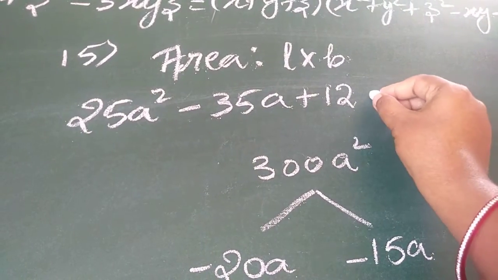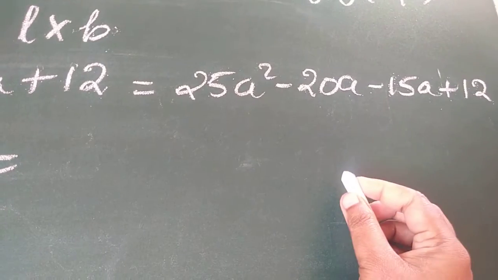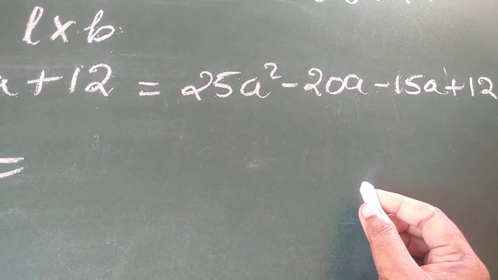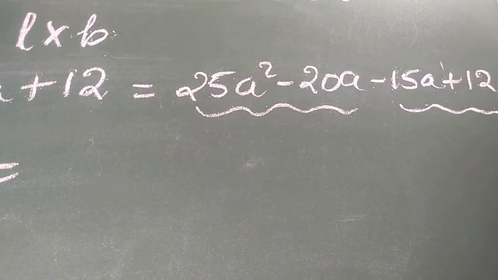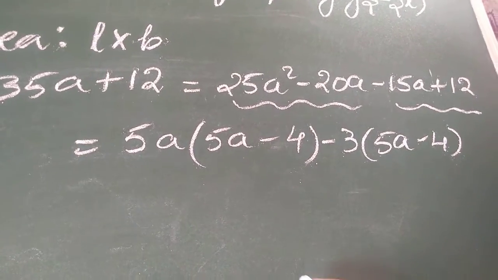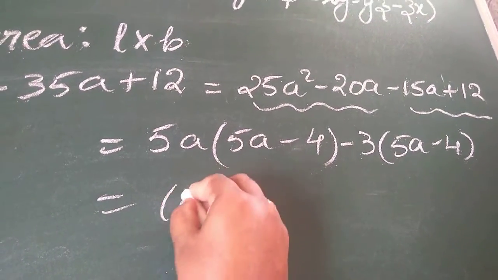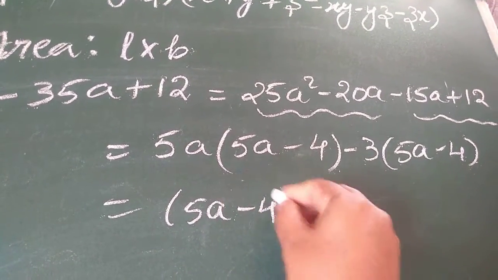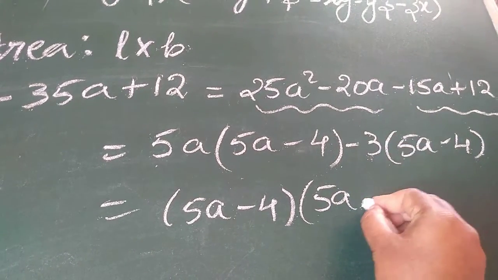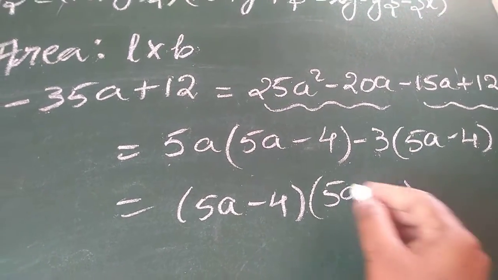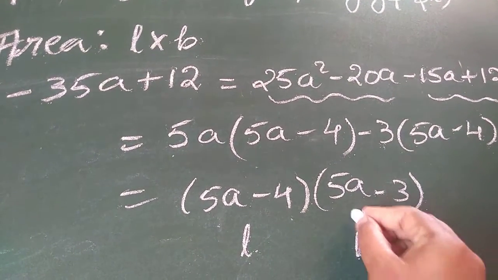Now I am going to split this middle term. So I have split the middle term and I have written. Now I should take common terms from these two and from these two. So on taking common, I got the bracket as common here again, 5a minus 4. So I will write that first, and here remains 5a and here remains minus 3. So in the next bracket, if length is 5a minus 4, breadth is 5a minus 3.